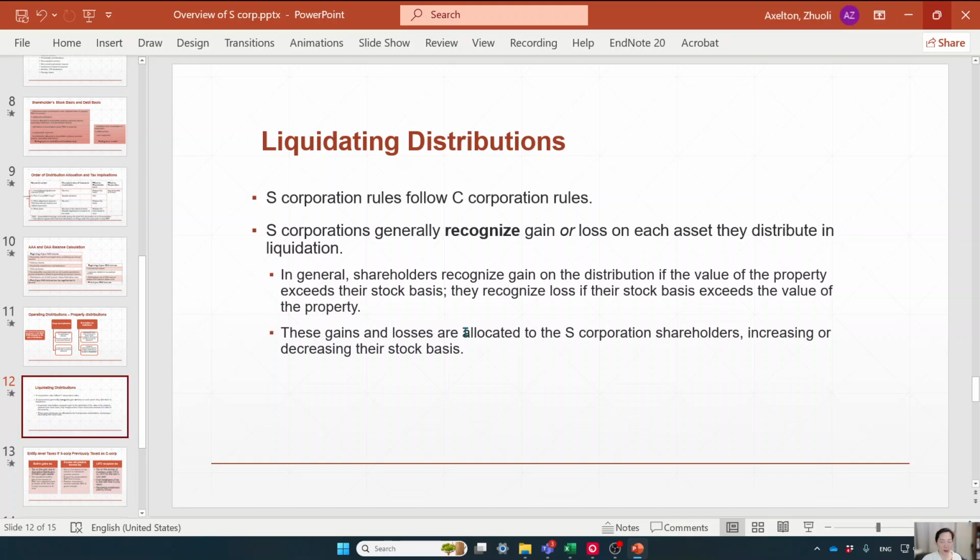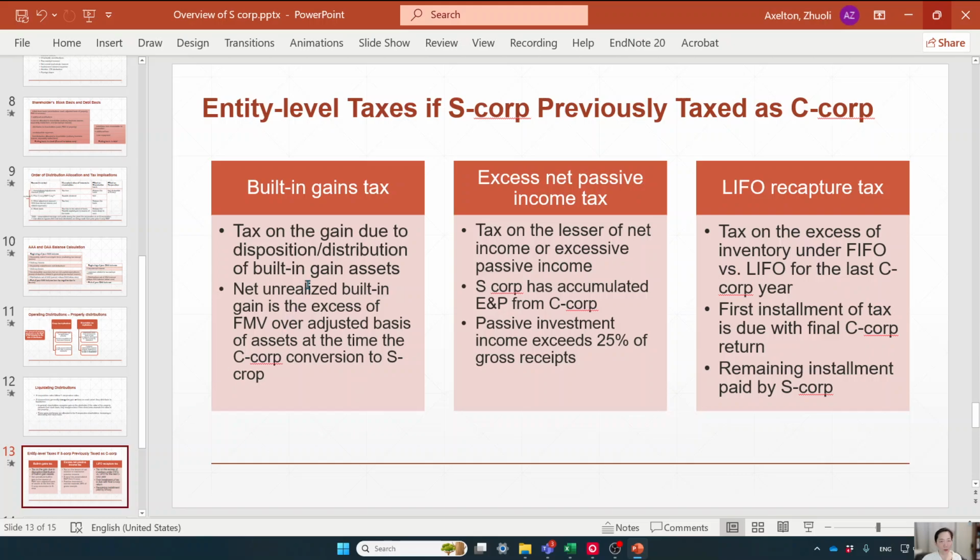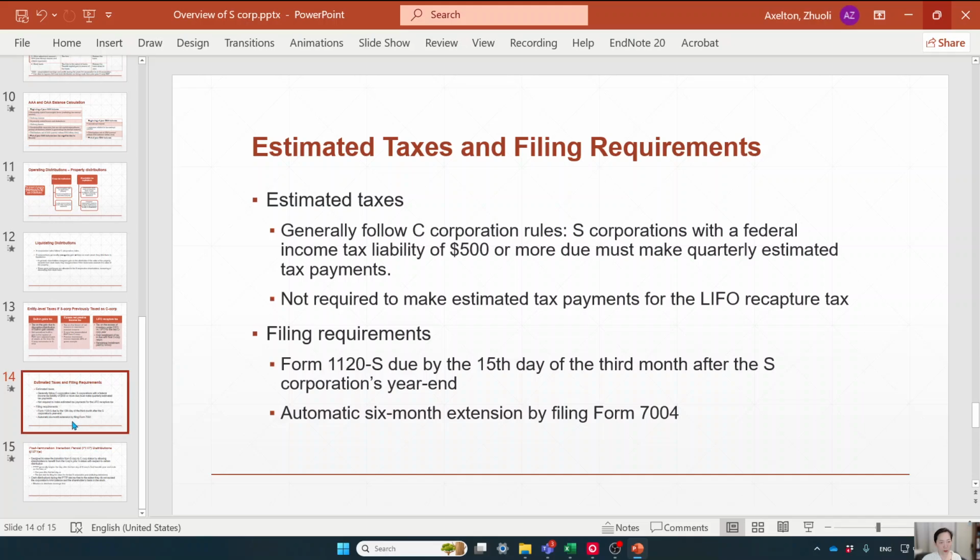And the gain and loss are allocated to the S Corp shareholders, increasing or decreasing their stock basis. And finally, the entity-level tax for an S Corp that was previously a C corp. This is for your information only. We will not have any calculation-based questions on those. This is just for your information.